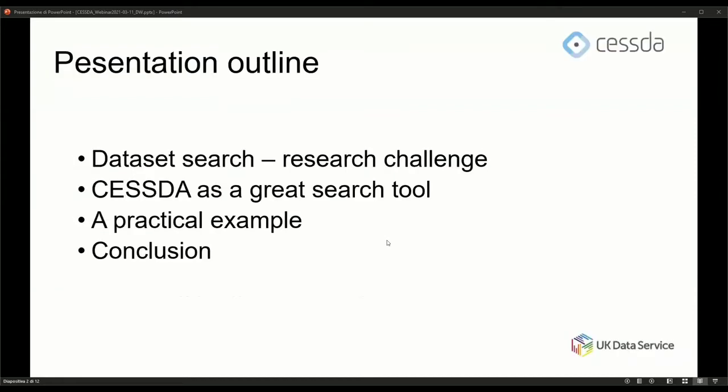Today, I will briefly present you the user perspective of the Consortium of European Social Science Data Archives. Specifically, I will introduce one of the greatest challenges for conducting research in the field of social science, which is finding the right dataset for a given research purpose. Then I will explain how the Consortium of European Social Science Data Archives helps in dealing with this challenge. And to conclude, I will show you a practical example.